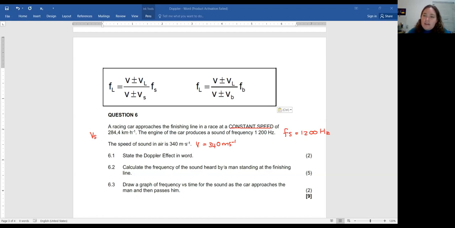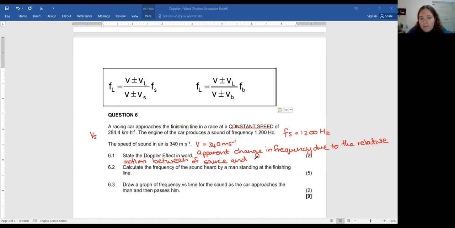So the first thing says, state the Doppler effect in words. It is the apparent change in frequency. You've got to mention all of these words. The apparent change in frequency due to the relative motion between a source and an observer. We are then asked to calculate the frequency of the sound heard by a man standing at the finishing line. So they would like you to work out the frequency of the observer or the listener.